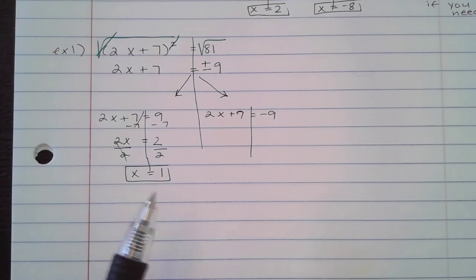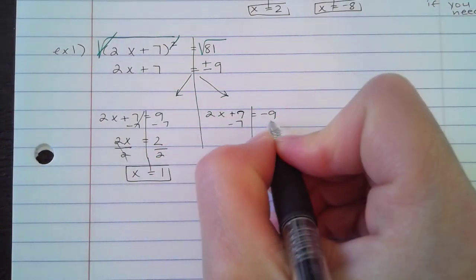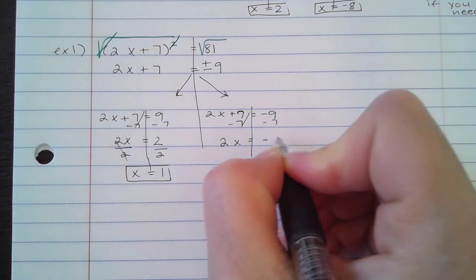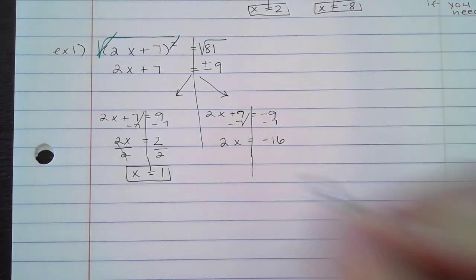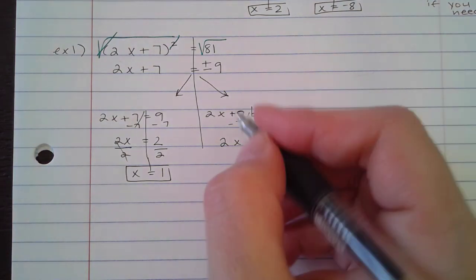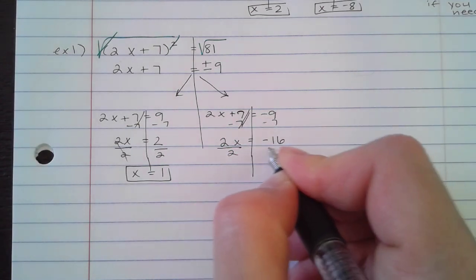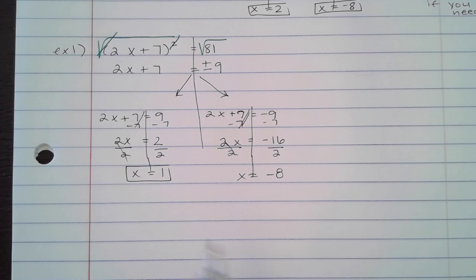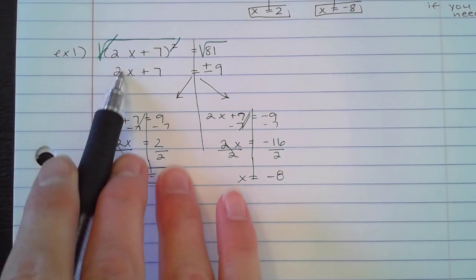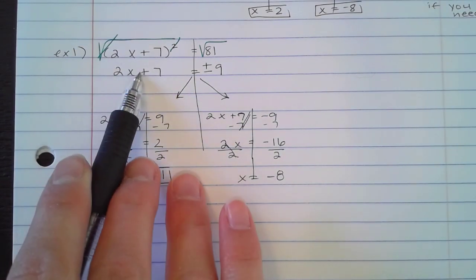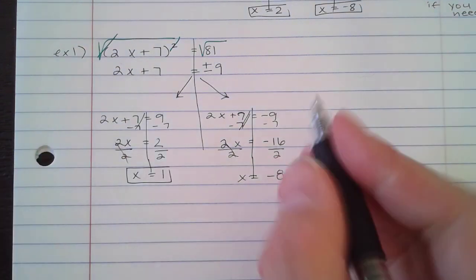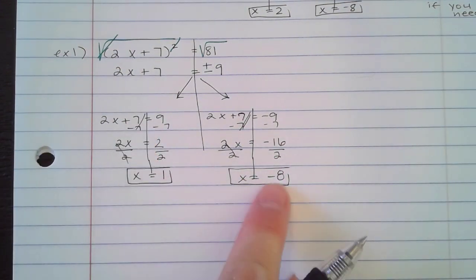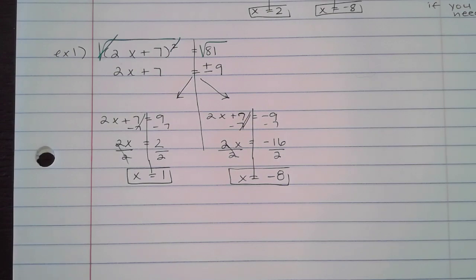Well, what could x be to make it a negative 9? Subtract 7. Divide both sides by 2. Negative 8. And does that make sense? 2 times a negative 8 is negative 16, plus 7 is a negative 9. So negative 8 and 1 are your 2 answers, and you'll type both of those answers in.